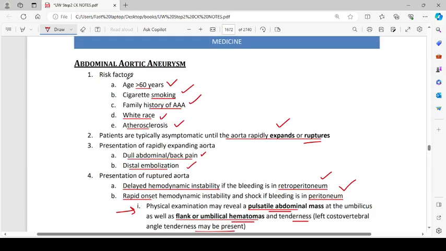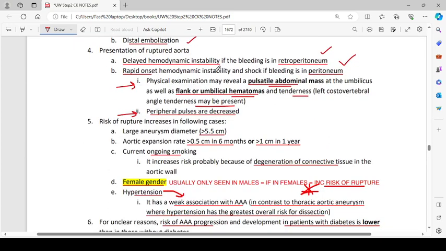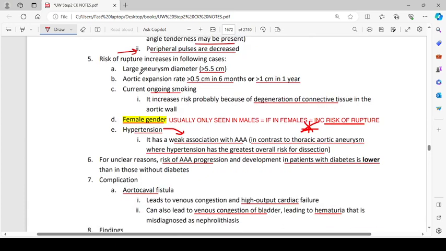So, firstly, you must remember these risk factors, like a white, old smoker Caucasian with a family history of abdominal aortic aneurysm is a very high risk group for development of abdominal aortic aneurysm. So, which are the people who are prone to rupture? If the abdominal aneurysm is large enough, like more than 5.5 centimeters, it is 5 centimeters in females and 5.5 centimeters in males. Aortic expansion rate more than 0.5 centimeter in 6 months or 1 centimeter in 1 year.